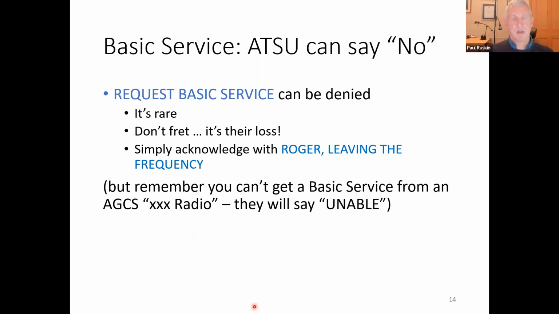If you ask for a basic service, the air traffic service unit can say no. They're unable. It's very rare. If it happens, don't worry. You can just acknowledge with Roger, leaving the frequency, or just stay on and listen to what happens. The one time I've heard it happen, a couple of times. One is when I tried to ask an air ground service unit for one, and they rightly said they couldn't provide it. So that's fair enough. The other time was when the controller was so stretched with loads of people, he just didn't have the capacity to give anybody else a service. So I didn't get one.